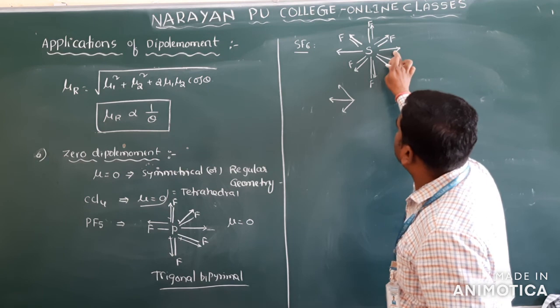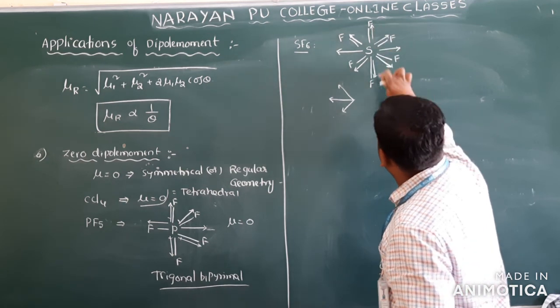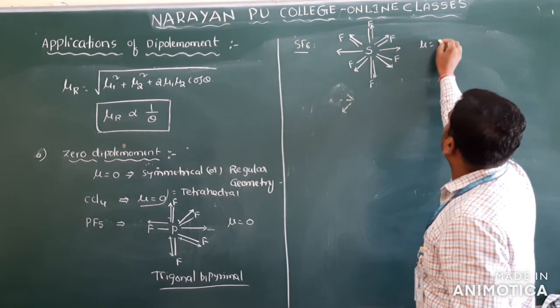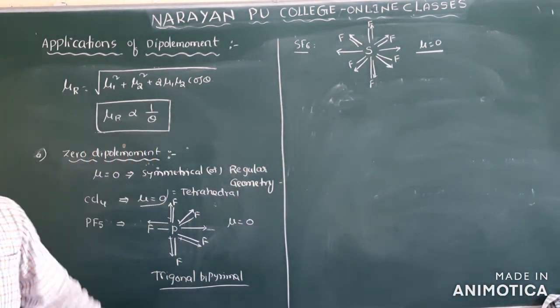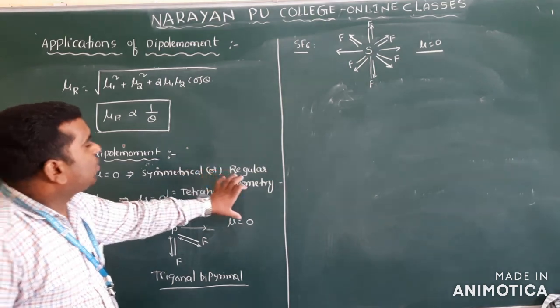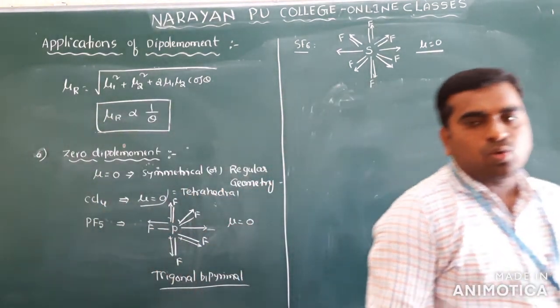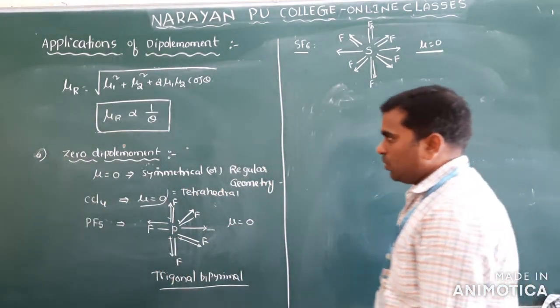So for these two bonds the resultant will be this. These two are opposite and of the same magnitude, so zero, upward and downward. So for this one also mu is equal to 0. So molecules with symmetry, or we can say regular geometry molecules, will have dipole moment 0. Clear?